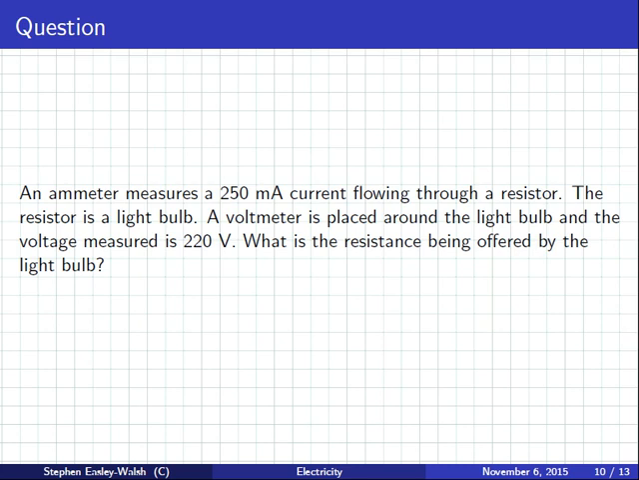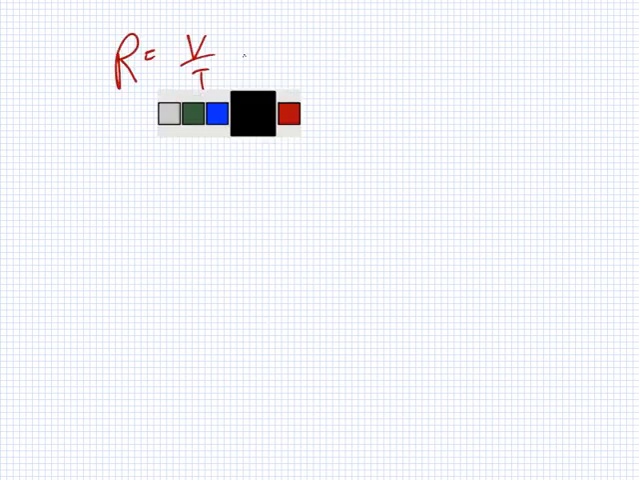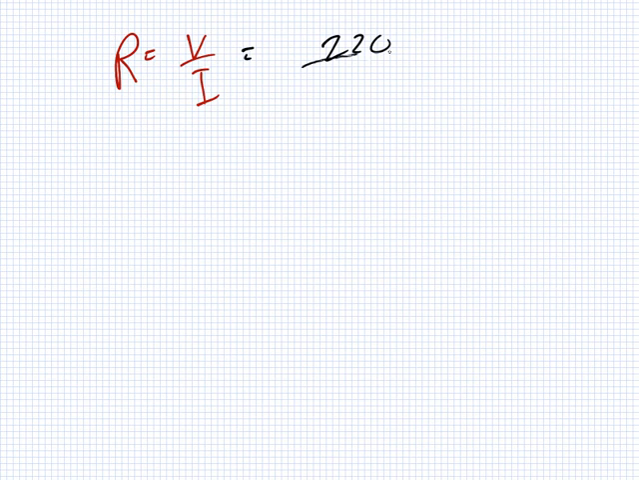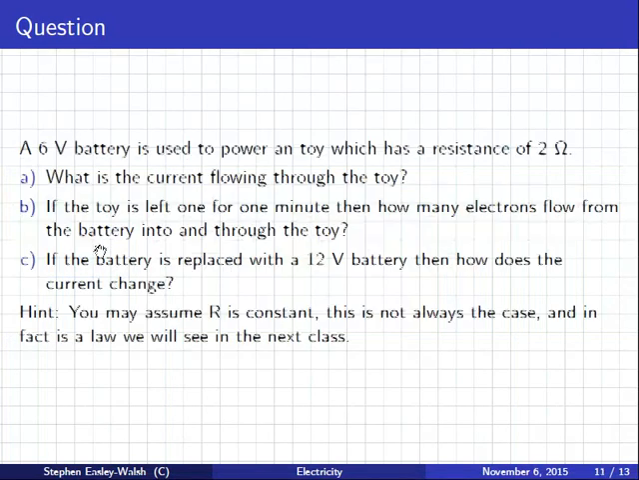What you get, Lee? Correct. Yes. So, R equals V over I, which equals 220 over 0.250, which is 880 ohms. Again, I was just using this triangle. Is that okay? Happy with that? Right, next one.